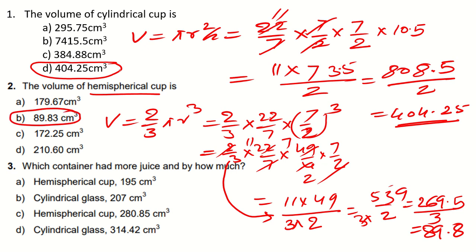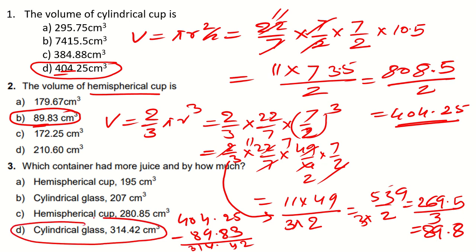So the volume of the cylinder is 404 and the volume of the hemisphere is 89. So how much more is it? It is 404.25 minus 89.83. That is 5 minus 3 is 2, 12 minus 8 is 4, 13 minus 9 is 4, then 39 minus 8 is 31. Okay, so this one. See, if you are good at calculation, then how easily you can get the answer.